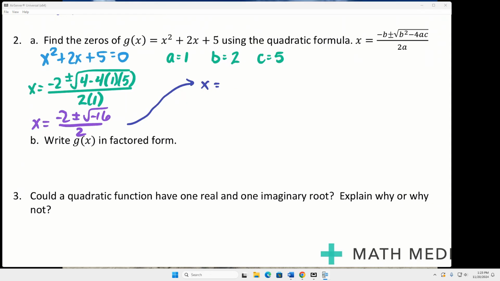Goodness, here we go. So what is the square root of negative 16? Yes, 4i.